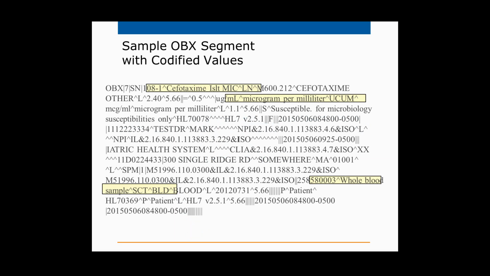Just a quick sample message. This is a random OBX segment here, looks like a micro result, just to show you some of the unified measurement codes there, and different places where you'll see them in the message.